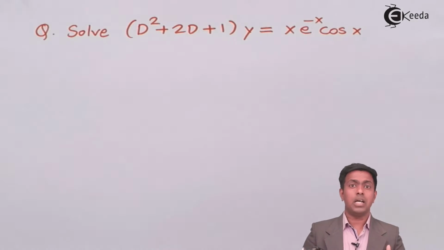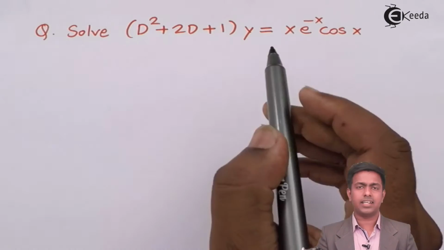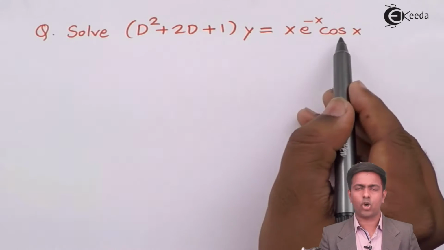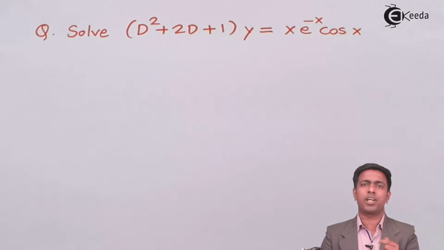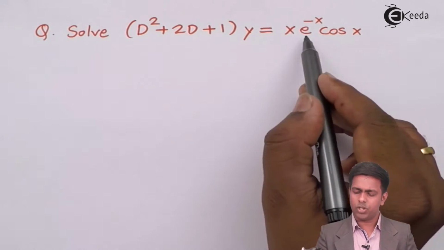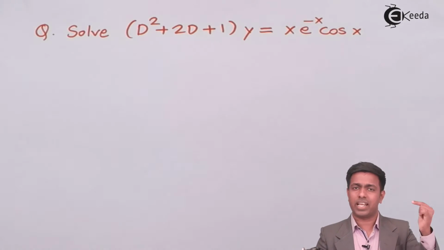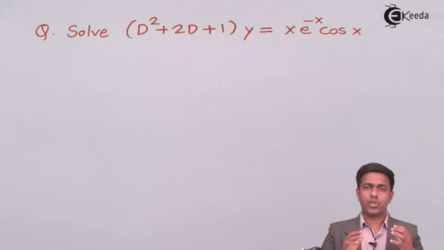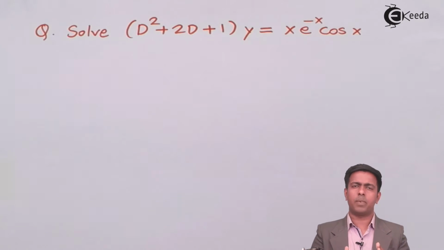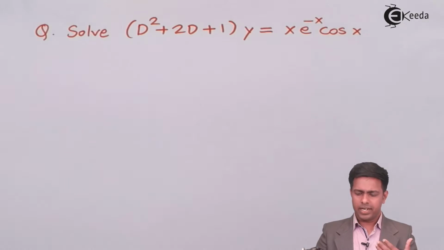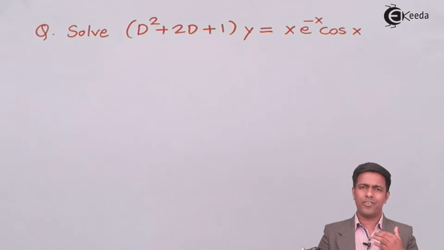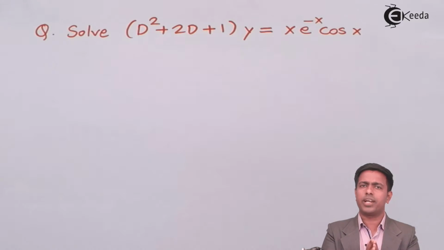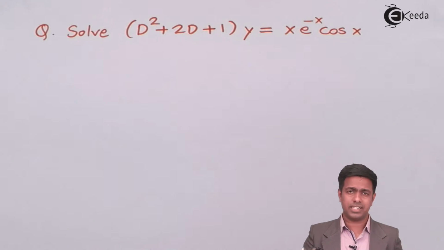That is one form. The second way is I can consider this as e to the power minus x into x cos x. So x cos x becomes my v and this e to the power minus x becomes my e to the power ax. So that becomes the form of e to the power ax into v. So it means this problem can be solved by any of the methods. So let's see how to solve it. So first of all, we are going to find out the complementary function from f of d, and then we'll see how to get the particular integral for this question.